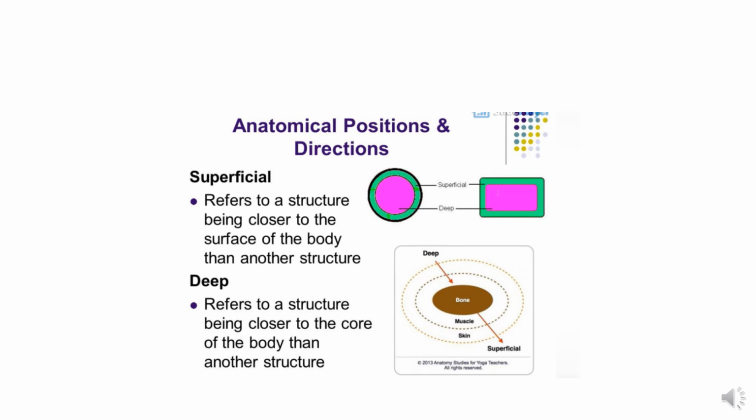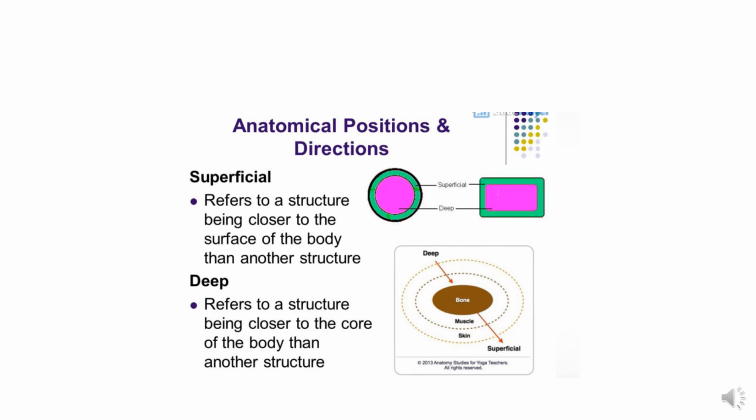Now the superficial and deep. Superficial means nearer to the surface of the body, whether it is the front surface of the body or the back surface of the body. So a structure nearer to the surface of the body is known as superficial, while deep means further away from the surface of the body, and this surface can be the front surface or the back surface of the body. So here you can see the bones are deep as compared to the muscles or skin. Muscles are superficial as compared to the bone, but skin is superficial as compared to the muscles.